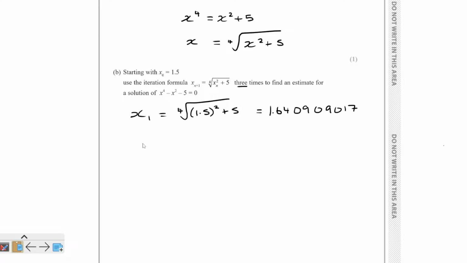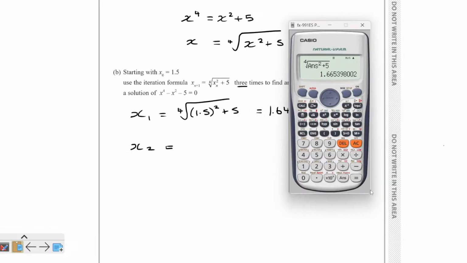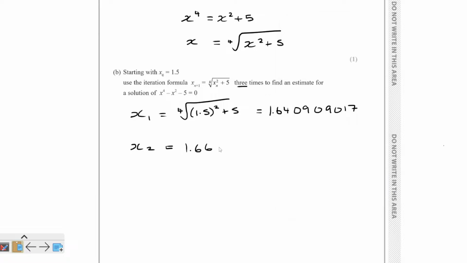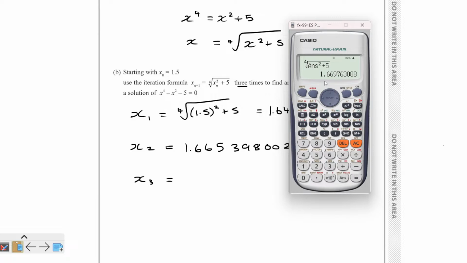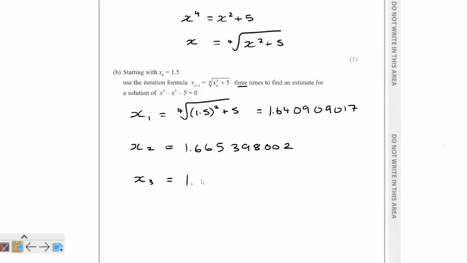1.640909017. And then for x2, you don't need to rewrite that because they already know that you know what you're doing. Come back to the calculator and just press equals again, and then write down this new number. And then we'll do it once more for x3, okay? So the next number is 1.665398002. And then finally x3. I've done these 3 because they said 3 times, right? Normally it is 3 times. Equals again, and it's changed once more.